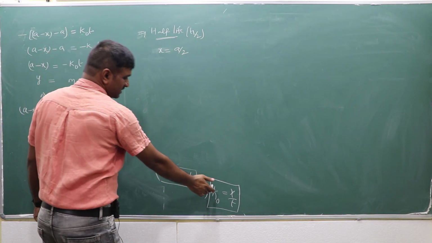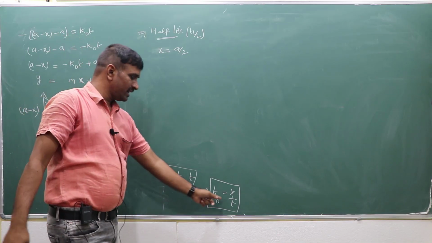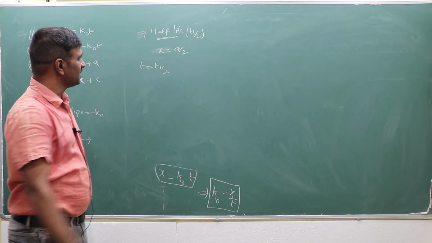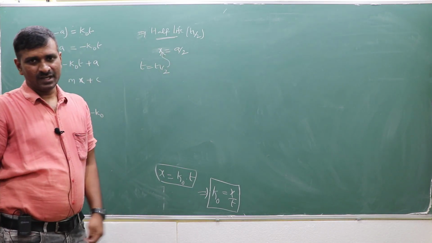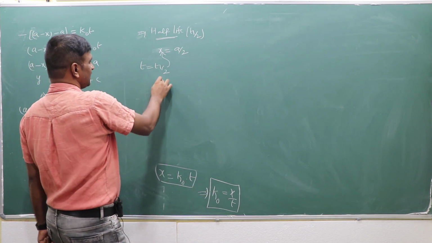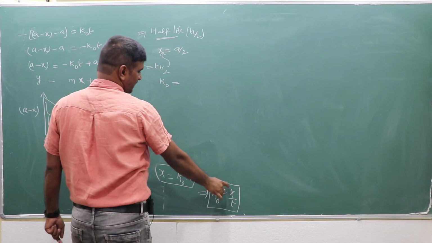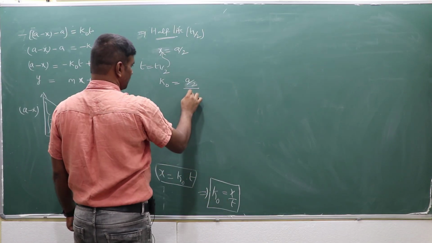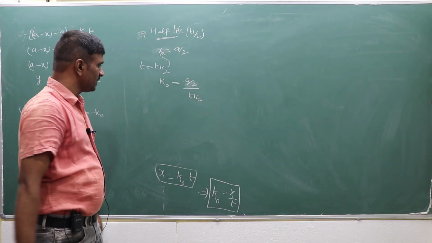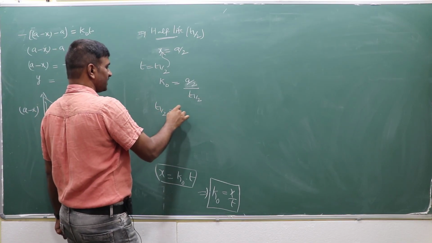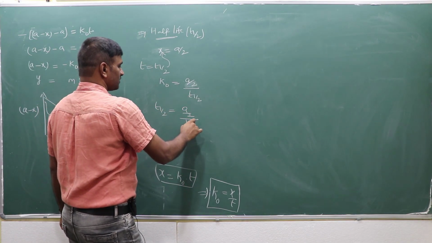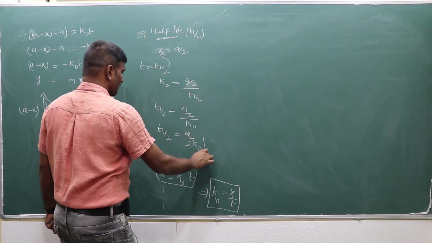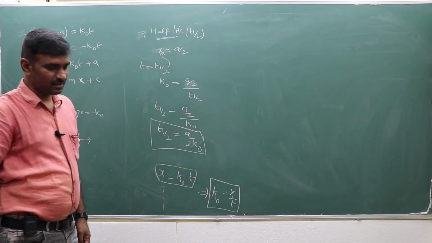In this reaction, K naught is equal to x by T. If T is equal to T half, if t is equal to half time, it may take place. Suppose x is equal to a by 2 here in this equation, then K naught is equal to what? X by t, a by 2 by t half. So based on that, t half, if it is shifted to the right side, then a by 2 by K naught, t half is equal to a by 2 K naught.